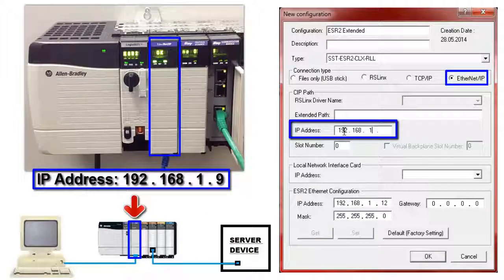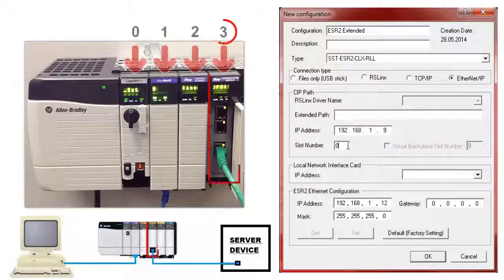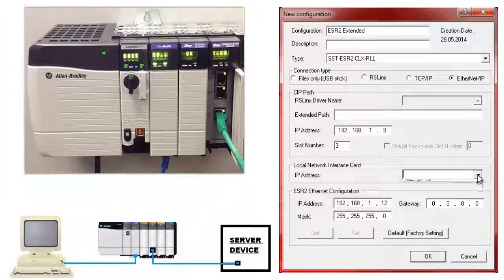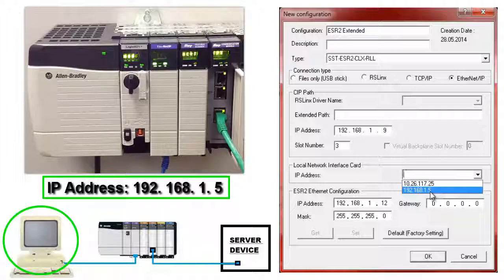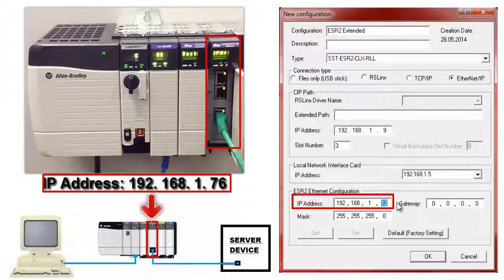And we set it up like we did before. That's the IP address of our ENVT module. The ESR2 module is in slot 3. Our local network IP address, 192.168.1.5. And the ESR2 Ethernet address is 76.